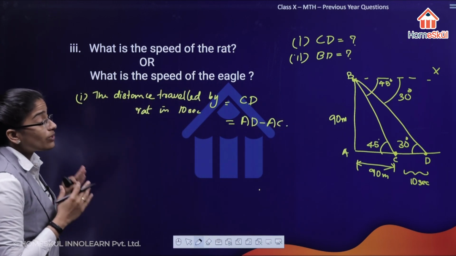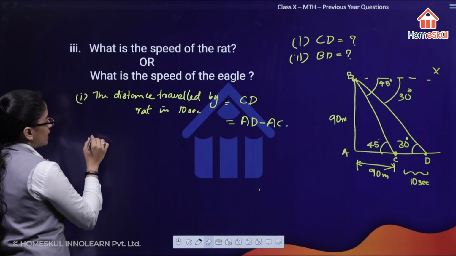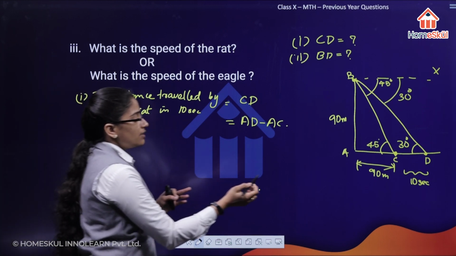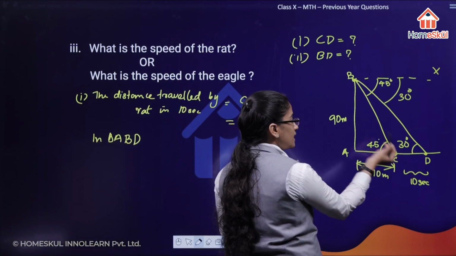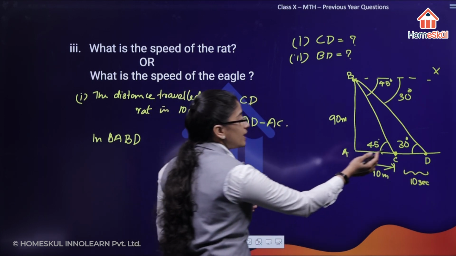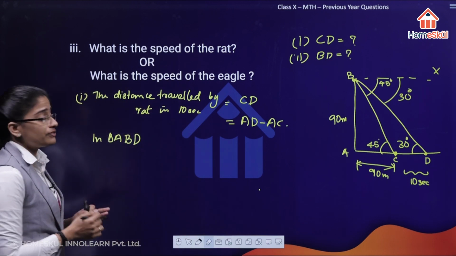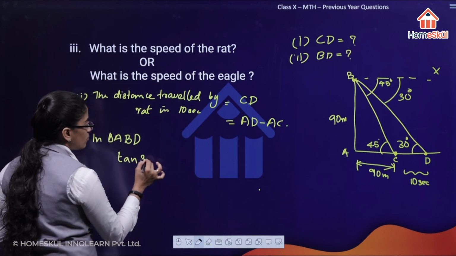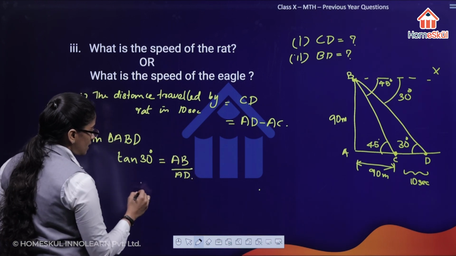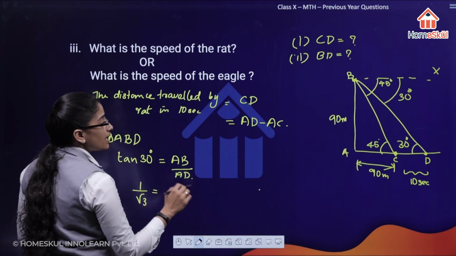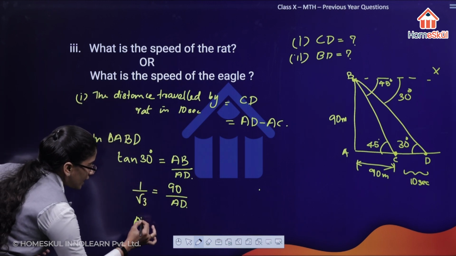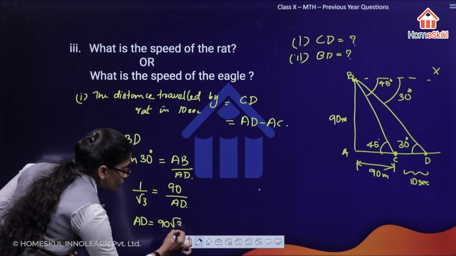Now, how will we find out AD? In triangle ABD, we have theta equal to 30 degree. We have the opposite side and we need to find the adjacent side, isn't it? So there also we could consider the trigonometric ratio of tan. That means tan 30 degree is equal to opposite side, that is AB, by adjacent side, AD. Tan 30 is 1 by root 3. So 1 by root 3 is equal to 90 by AD. On cross multiplication, AD is equal to 90 root 3 meter.